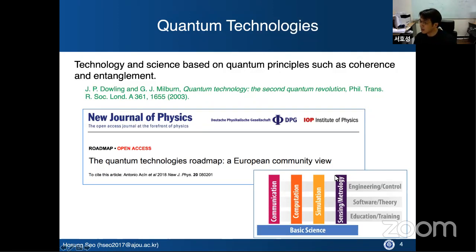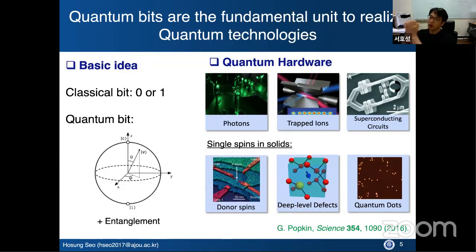To realize these quantum technologies, we basically need 2 things, right? We need software and we need hardware. Software means quantum protocols or quantum algorithms, which is about how to perform your quantum operations. But in this talk, I'd like to focus more on the hardware side. To realize these quantum technologies, you need to have a physical system, quantum devices. And the fundamental unit for these quantum devices is called the quantum bit.